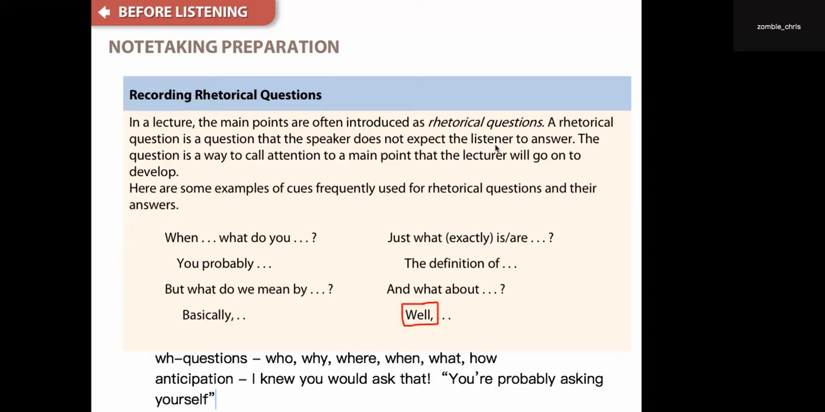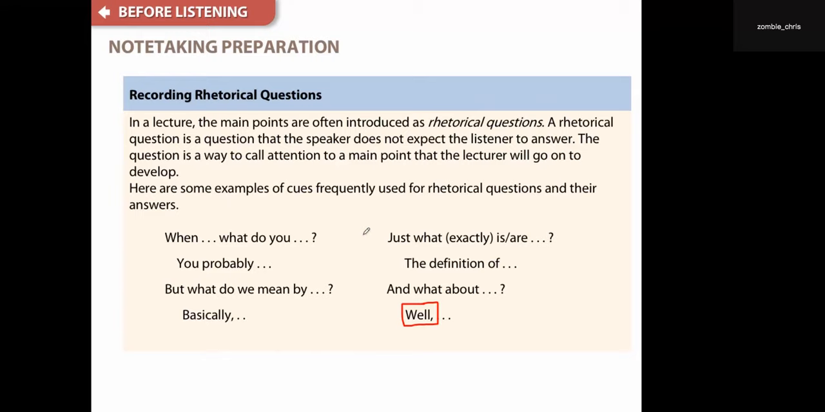The answer will vary greatly from individual to individual, and it will have nothing to do with the main point of what you're talking about or what the lecturer is talking about. So, have you ever questions are never rhetorical. It has to be who, why, what, when, where, how. And it's always an anticipated question, usually because the lecturer has withheld some information in order to create some interest in the lecture.